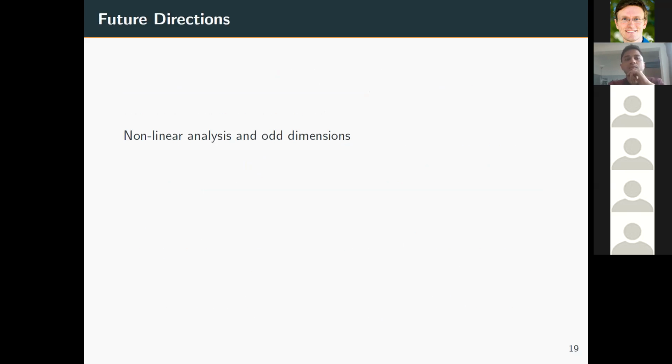Some future directions. This analysis needs to be extended; it's not clear how to extend it to the non-linear regime, that is the full Einstein-Hilbert action, and how to extend it to odd dimensions. Another thing one could try to do is, instead of imposing these U fall-offs, to add some counterterms and do holographic renormalization in asymptotically flat spacetimes, which is not trivial, and get finite charges.